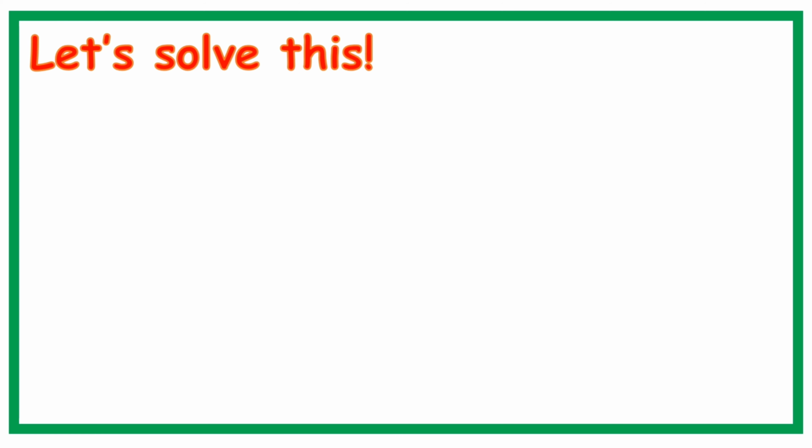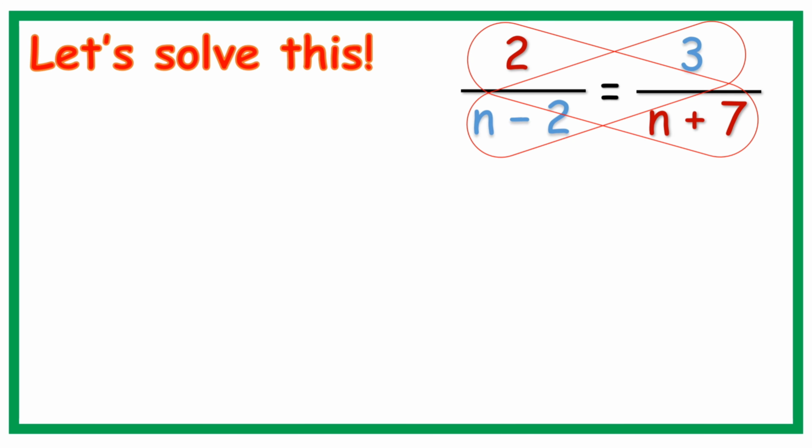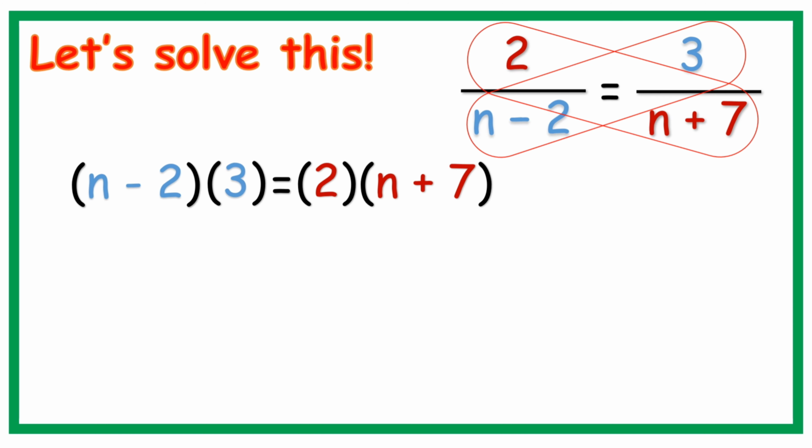Let's solve this again. 2 over n minus 2 equals 3 over n plus 7. How are we going to solve this? Easy! By using the cross multiplication guide. Just like that. Then, let's write the equal sign. Then, write n minus 2 times 3. You got it. And how about the other side? Yep, 2 times n plus 7.